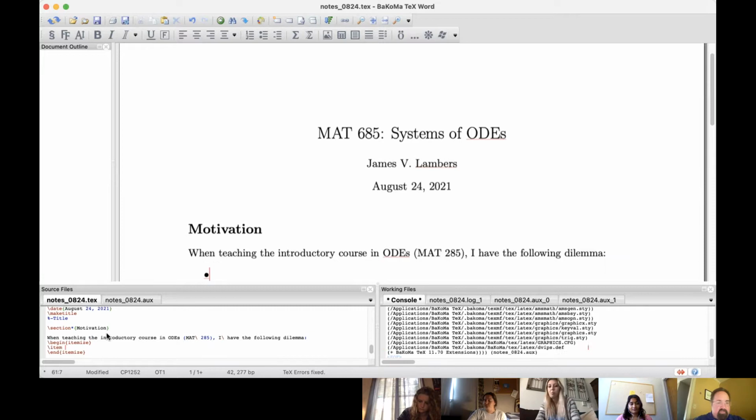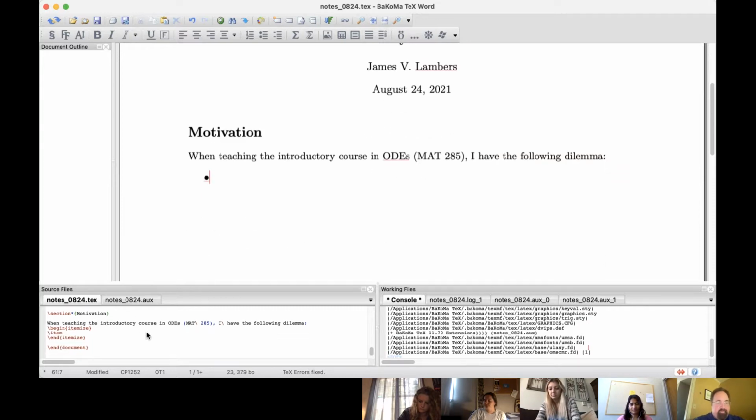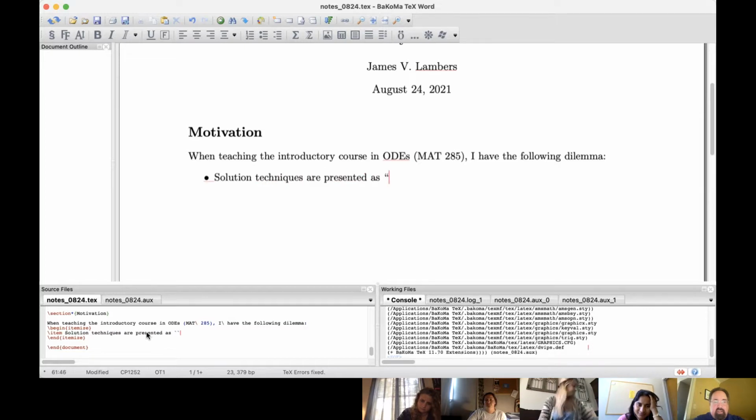So first of all, you look at a typical textbook on the subject. The way that solution techniques tend to be presented is that they do a good job of showing, okay, here's what you do. Here's a step-by-step procedure for solving certain kinds of ODEs, like linear, exact, separable, higher order ODEs of constant coefficients, and so on.